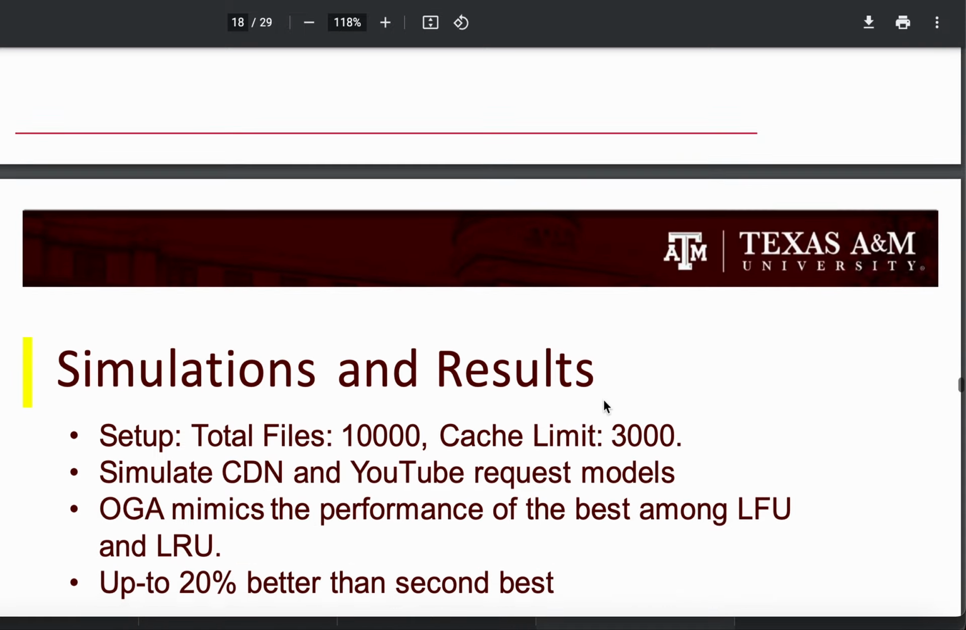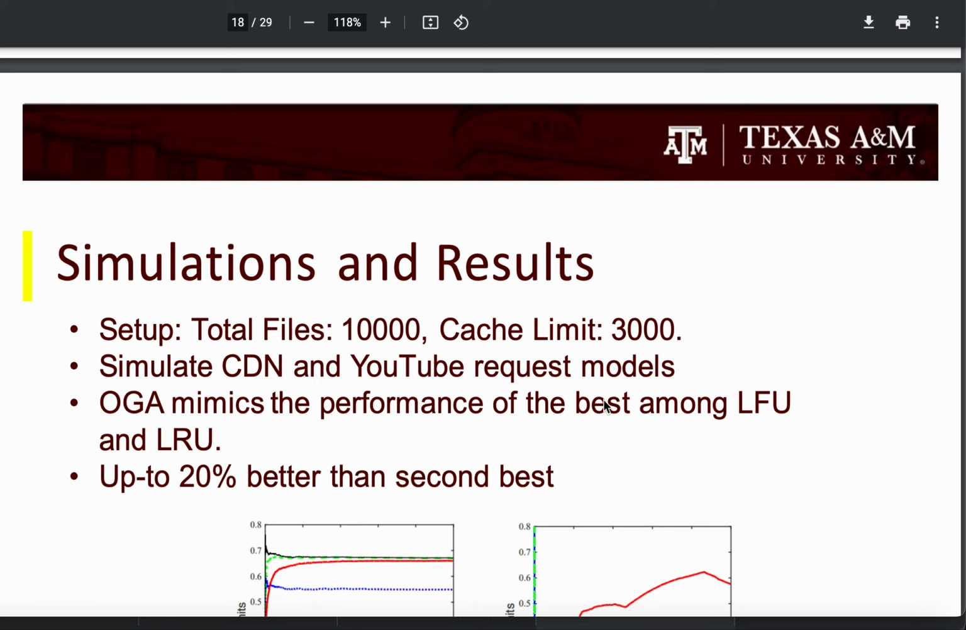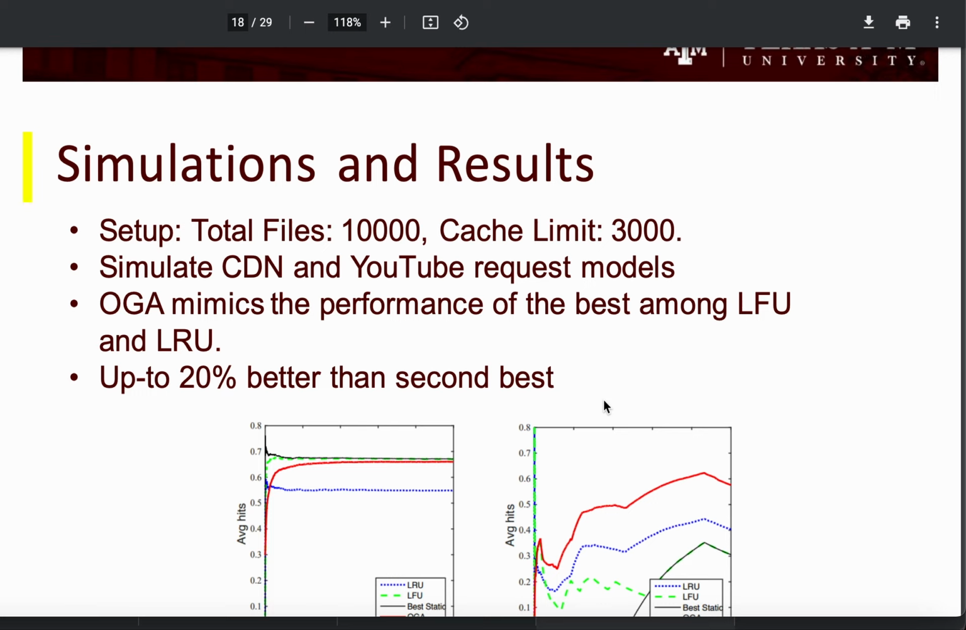Now moving ahead, the simulations in the paper simulate different request models, but in each request model they have a total of 10,000 files and a cache limit of 3,000. So they simulate the use case where we are modeling a CDN cache, right? So how can that be modeled? And let's say YouTube request caching. There's a lot of work being done behind the scenes on how we can cache videos and what percentage of these videos to cache. As we did mention at the very beginning, each policy has its strengths and weaknesses. That's true for LFU and LRU as well.